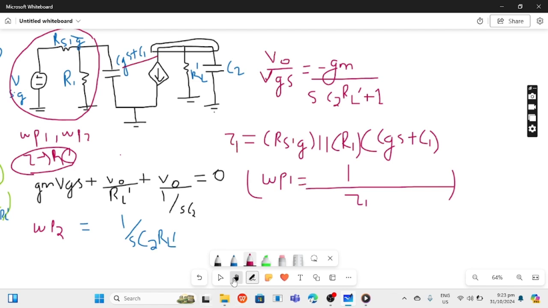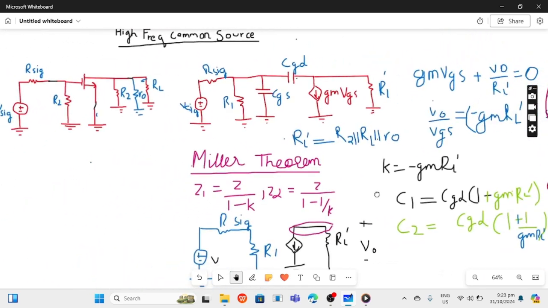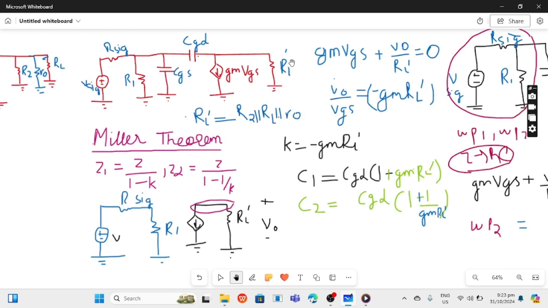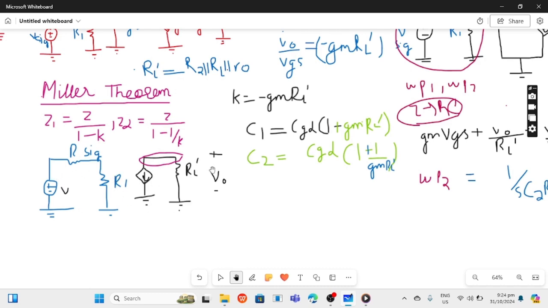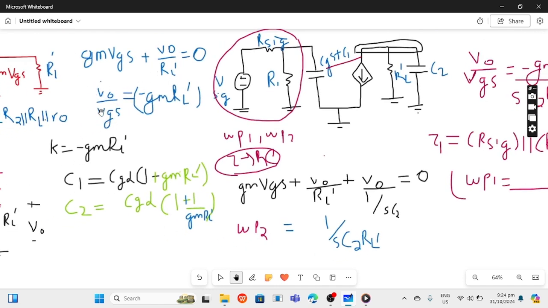So that's how Miller theorem is such an effective technique. Just revise it. For high frequency, we created a high frequency common source amplifier. We short circuited the capacitors. We created a small signal pi model, grounded the source and replaced these three capacitors with this RL prime. Then we used Miller's theorem. Z1 is equal to Z over 1 minus K, Z2 is equal to Z over 1 minus 1 upon K. We did midband analysis. We opened the capacitors and then in this step we found V naught by VGS, which is K. So the main part here is that we have to find K.